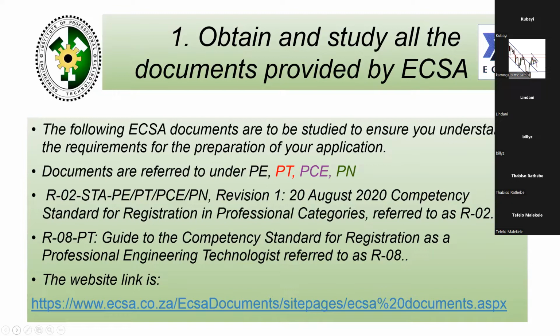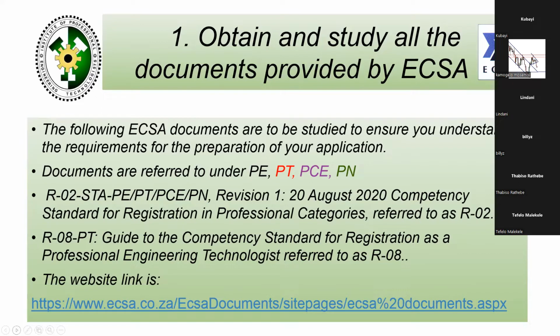So the main thing you need to do is to look at R02, for technologists, and that is the competency standard for registration in professional categories, and we refer to it as R02. R08 is the other important one. It's the guide to the competency standard, and we refer to it, as I said, as R08. The link is there, ECSA.co.za, but Johannes just told you that he's got it on his website as well, but you can use that link there, and it should bring you to the point at ECSA.